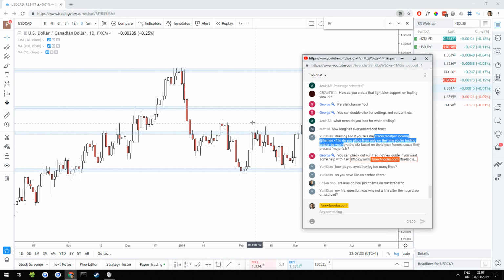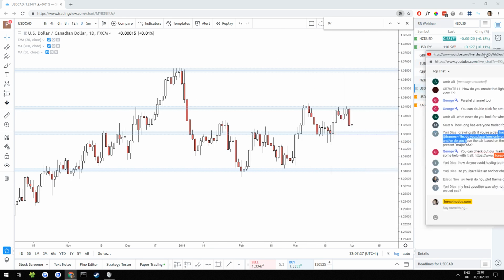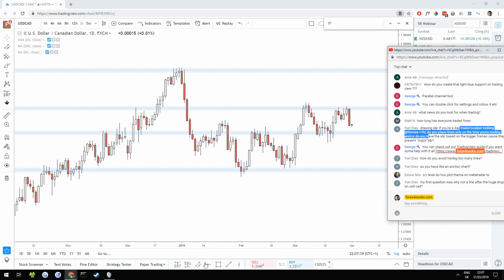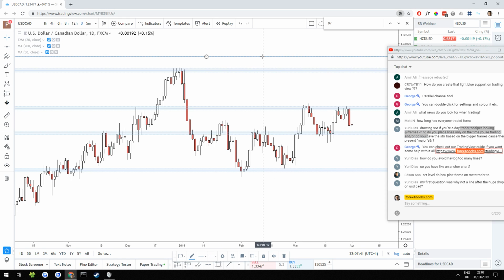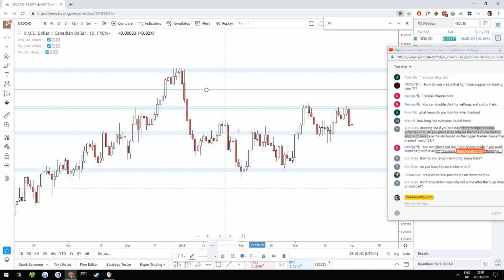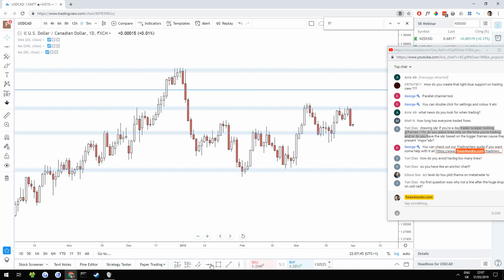How do you plot them on MetaTrader? I don't really know. I don't use MetaTrader, but I imagine MetaTrader has a horizontal line tool. So just use horizontal lines. You probably can't get these shaded areas on MetaTrader, but they don't need to be shaded.